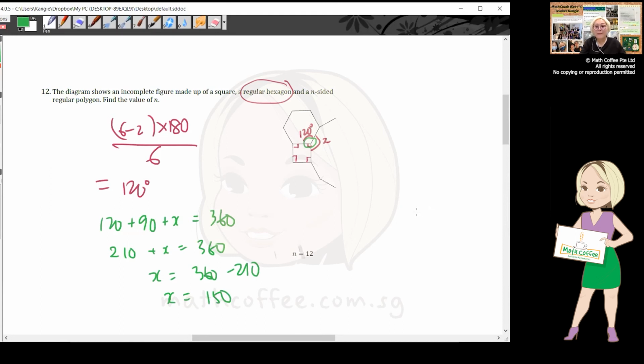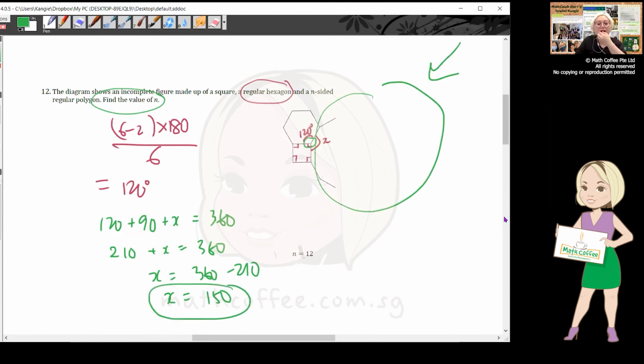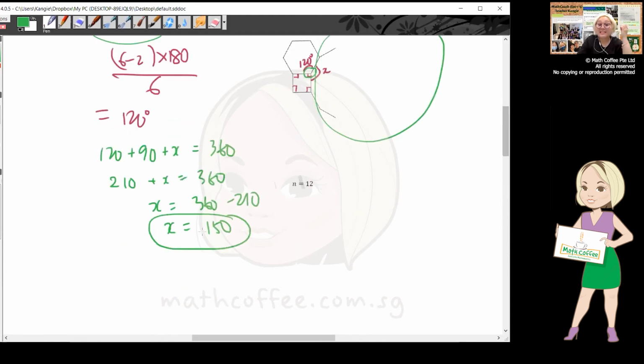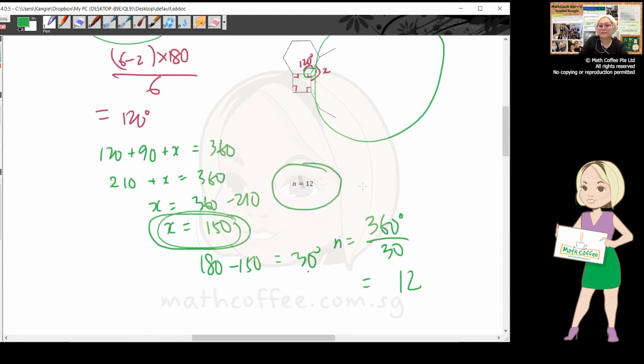Okay? But don't stop, because you're not solving for x. Your task is to find out the number of sides for this unknown polygon over here. This drawing is incomplete. So how are you going to find it? Because this is 150, right? And remember, don't use the long method. Because it's regular, I can just find the exterior angle of this one. I just take 180 minus 150, I get 30 degrees. Once I have this, I happily take 360 degrees divided by 30, and I get 12. That's why the answer is 12.